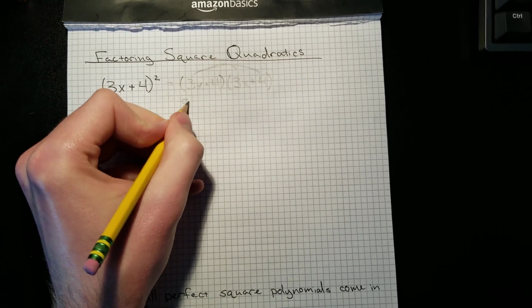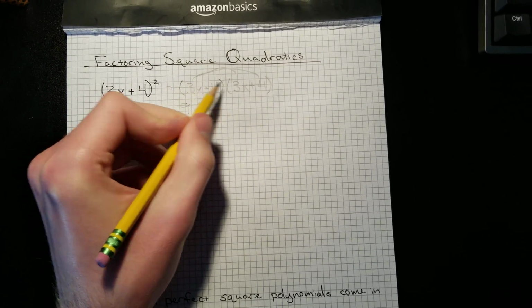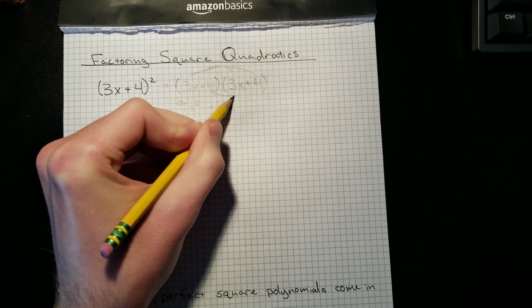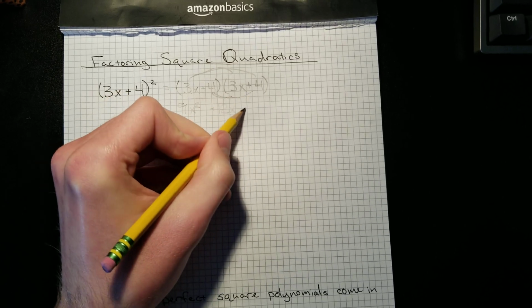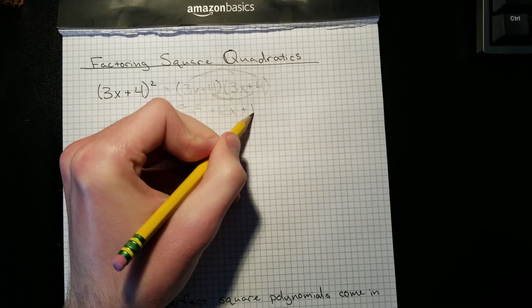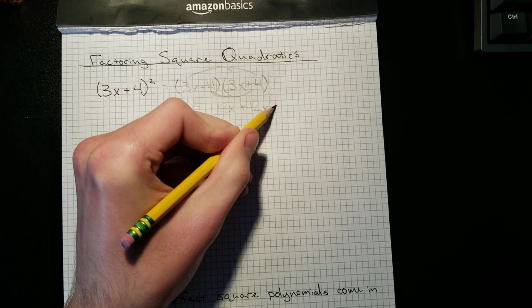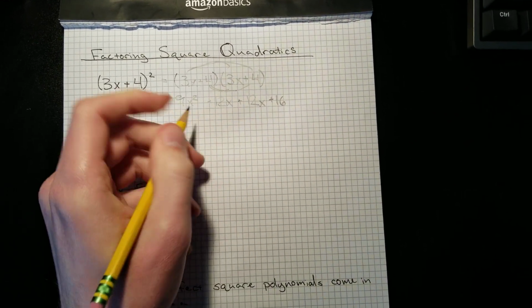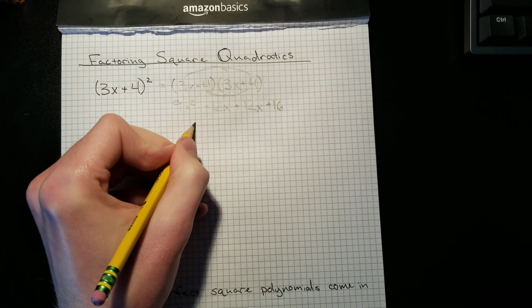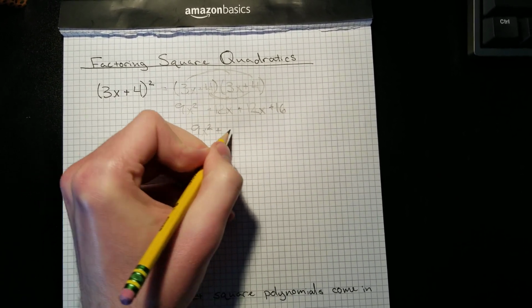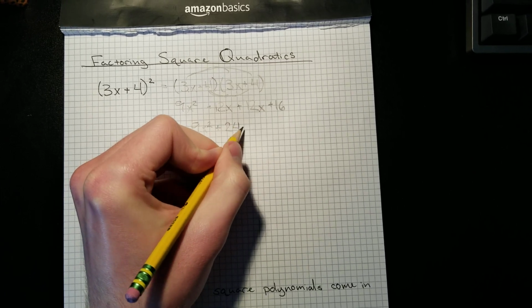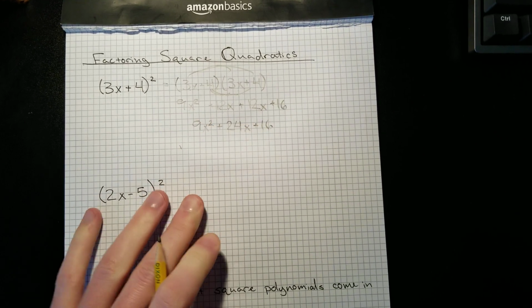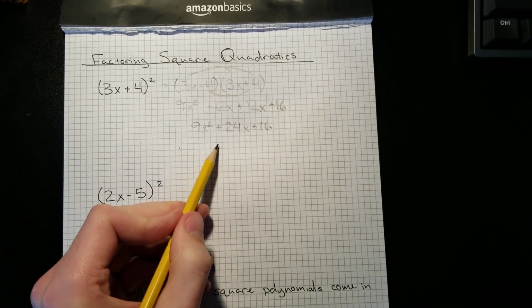3x times 3x is 9x squared. 3x times 4 is 12x. And now we're going to multiply the 4 by both terms. So 4 times 3x is another 12x, and 4 times 4 is 16. So we have those terms. We can add the middle two terms together, so you get 9x squared plus 24x, 12 plus 12 is 24, plus 16. All right, so that is what we get there.